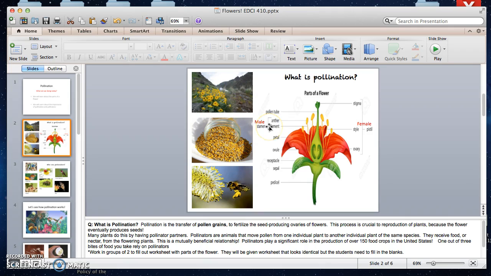And then I would go over the different parts of the flower, noting that the pistil is the female part and the stamen is the male part. I would also have worksheets on each student's desk. I would then ask them to work in groups of 2 to fill out the worksheet with the parts of the flower. And the worksheet will look identical to this flower, but they'll just need to fill in the blanks.